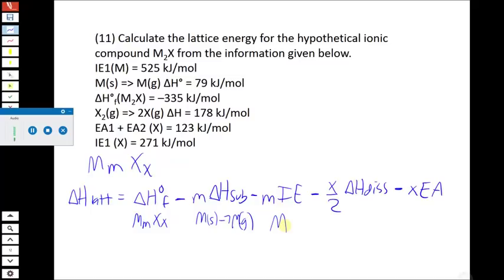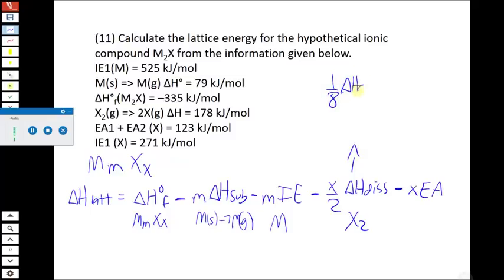And then we have the dissociation enthalpy. This would be for the X2 standard state of the nonmetal. Because remember, when we do formation, we form from the elements, and we get X2 as the standard state for the nonmetal. We have to dissociate that into X.